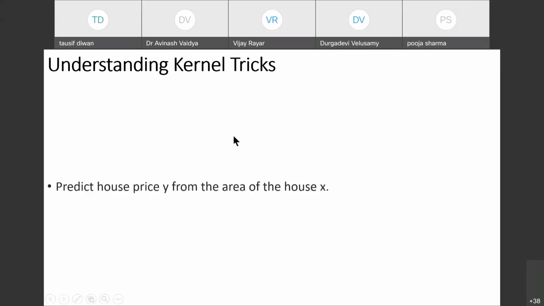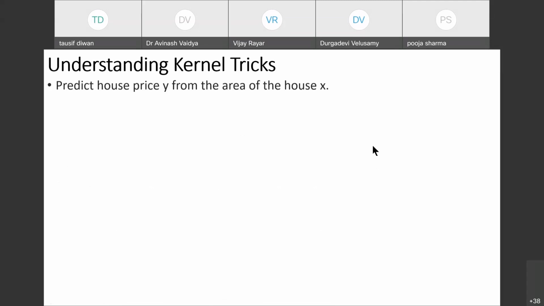Just look at this. Suppose this is our dependent variable and this is our independent variable. A single variable is there. I just want to predict my house price from the area of the house. So what if I directly write a line, with the equation y is equal to mx plus c? When would it be possible? It would be possible when the data is linearly separable.